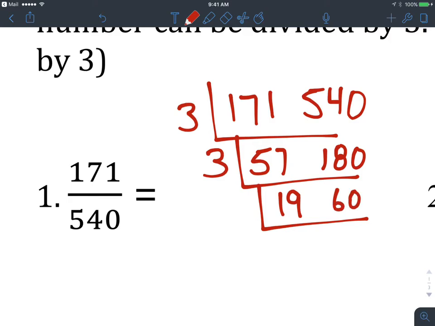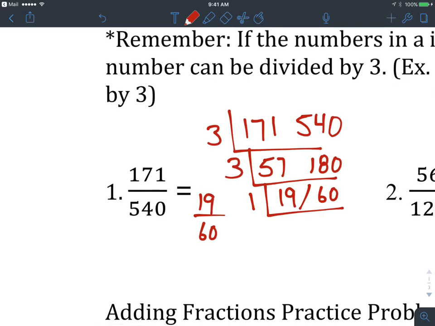Is there a number that goes into 19 and 60? Well, one's odd, one's even, so not 2, and not 5. 1 plus 9 is 10, which is not a multiple of 3, so 3 can't go in there. So it looks like the only number that will go in is 1. 1 and done. 19 over 60. So 19 over 60 is going to be the simplified form of 171 over 540.